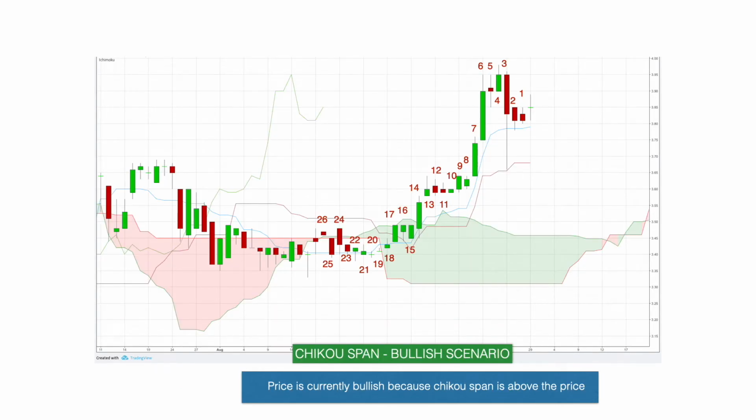Now here is a bullish scenario. Here is the current price. Here is the price 26 periods ago. Here is the Chikou span. Price is bullish because the Chikou span is above the price. This means that there is a higher possibility for more bullish price action to follow.